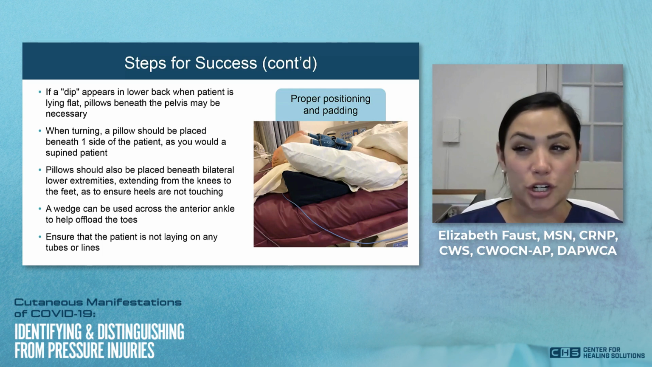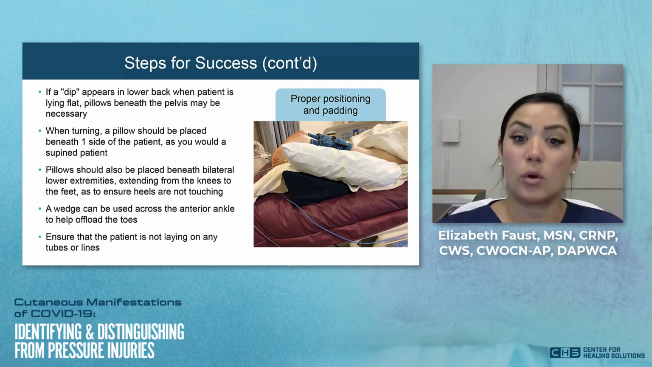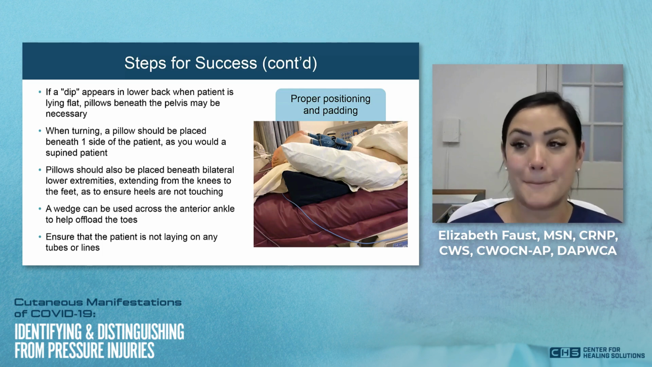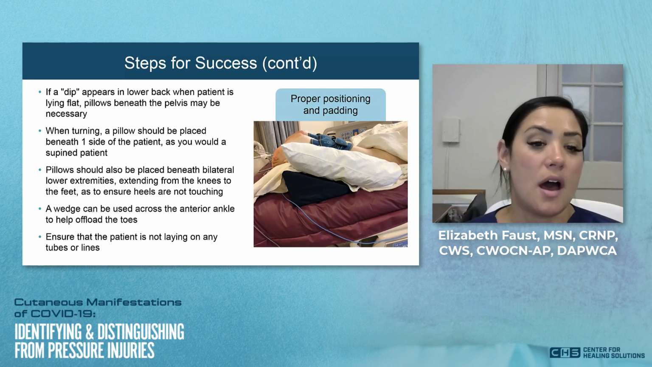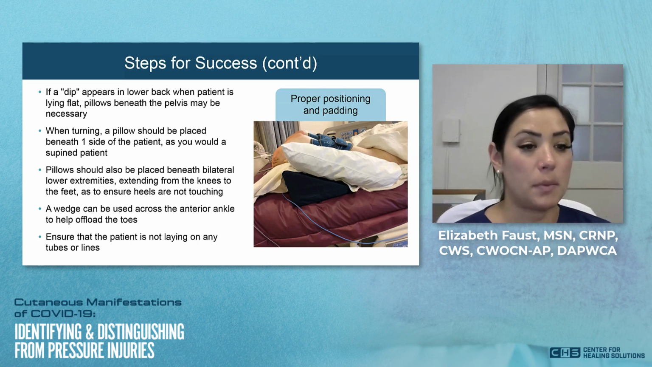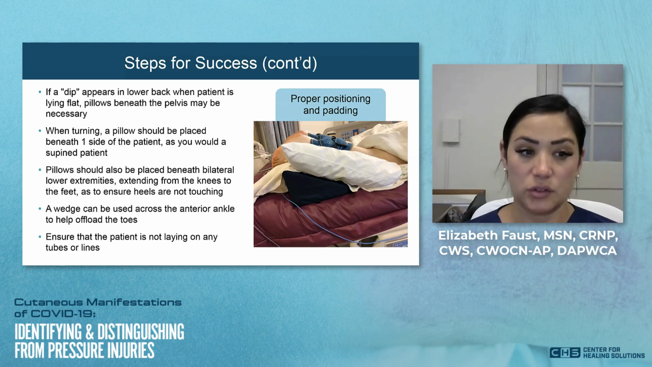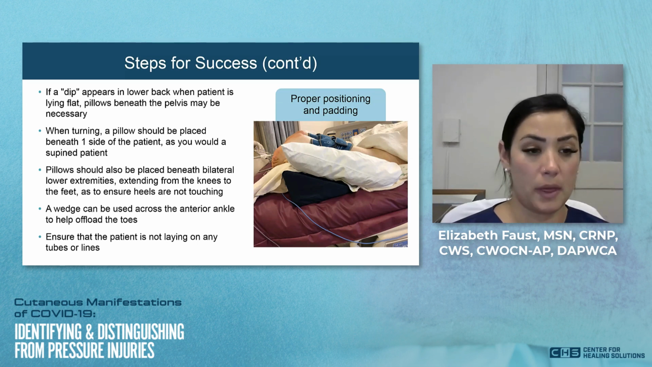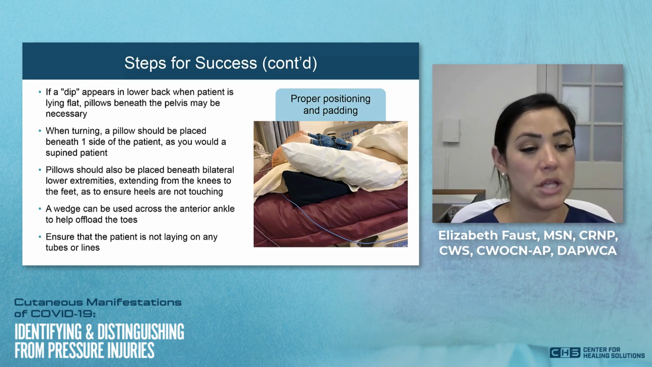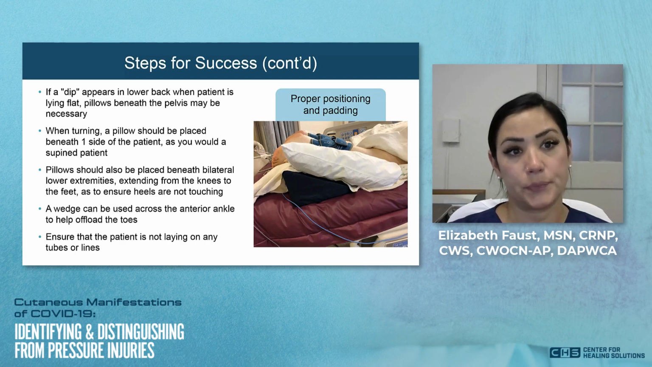Patients that have a larger abdomen or are of a heavier weight may need additional pillows. And then pillows should be placed beneath bilateral lower legs, ensure the heels are not touching. The wedge can be used on the anterior ankle with a pillow to help offload the toes. And then again, ensure the patient is not laying on any tubes or lines.